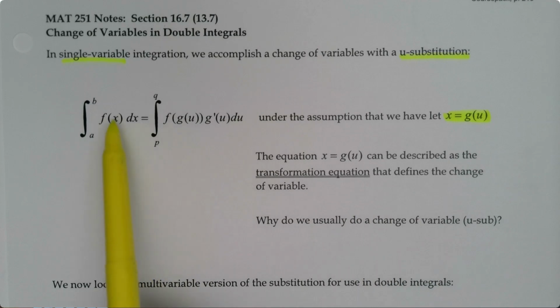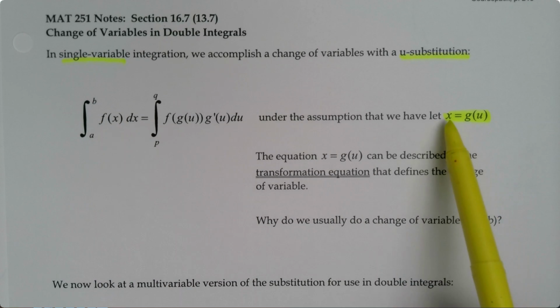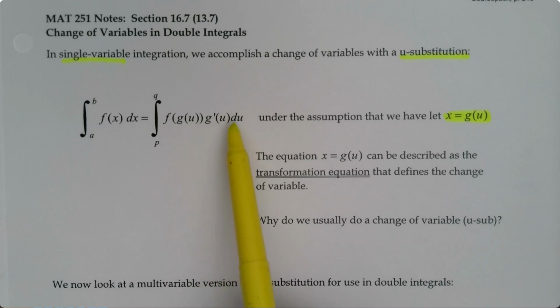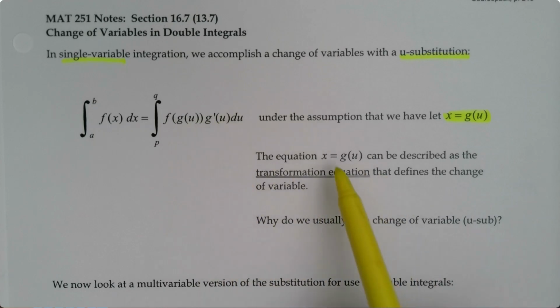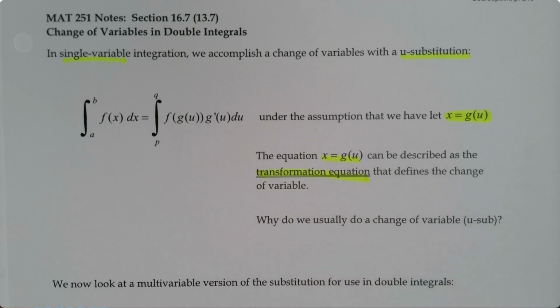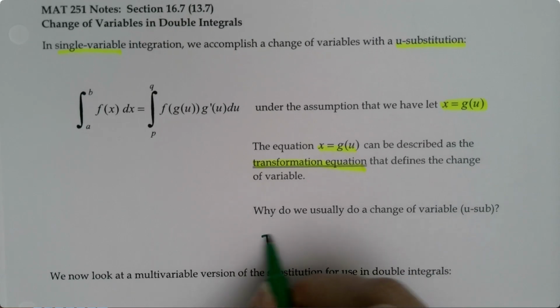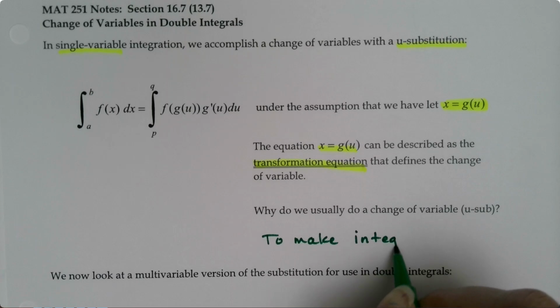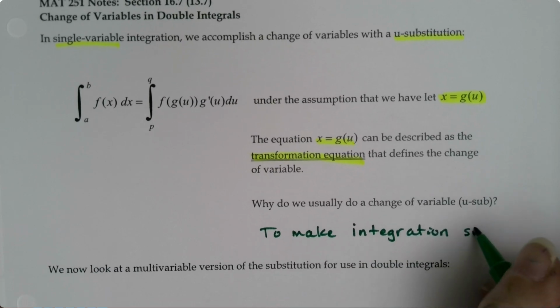So you take your original function and you change your x out by defining x as some function of u, and then use the derivative of u du. So that equation, x equals g of u, can be described as a transformation equation, and it defines the change that we're making in the variable. Now, why did we do this in Calc 1 and Calc 2? Well, we did it because it made the integration simpler, sometimes possible, right? So sometimes we couldn't do it without a U substitution.